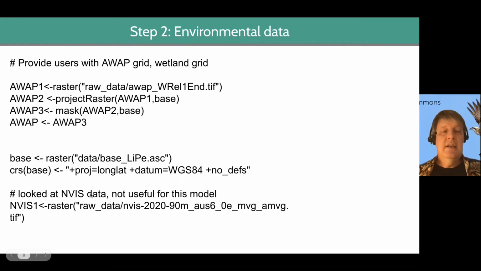And then we're also looking at another data set. So we're looking at this data set called NVIS, which is a nominal or a categorical variable where each number in the grid corresponds to a class of vegetation. So it's not a continuous variable, it's a categorical variable, and it's of vegetation classes. So we're just going to take a look at that in the R script.